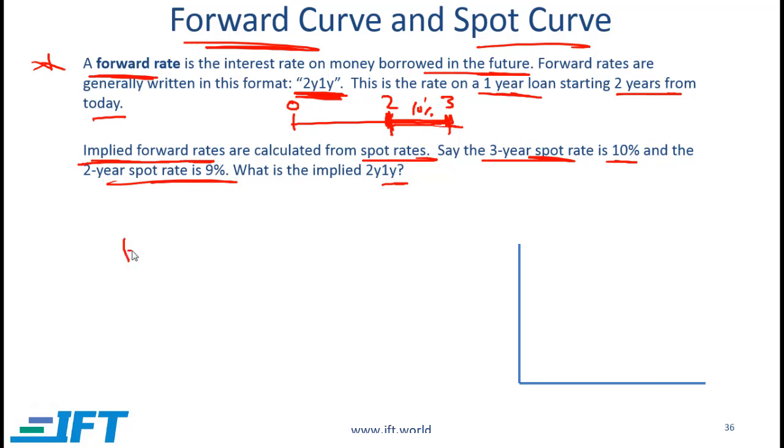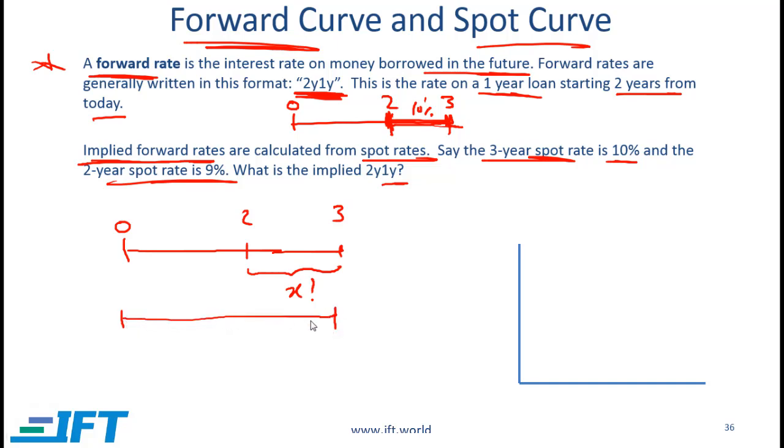So we draw the same picture I showed you above. This is time 0, this is time 2, this is time 3. We are being asked about the rate over here. Let's say that this rate is X%. X is the unknown. What is given to us? What is given to us is that the 3-year spot rate is 10%.